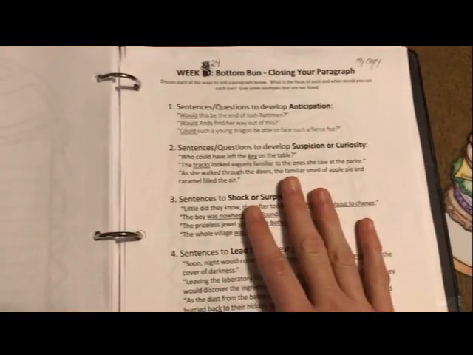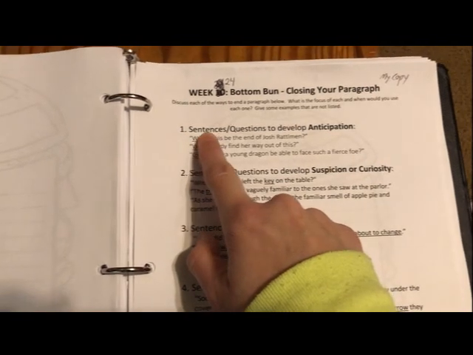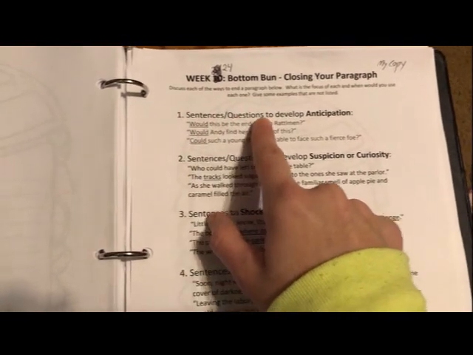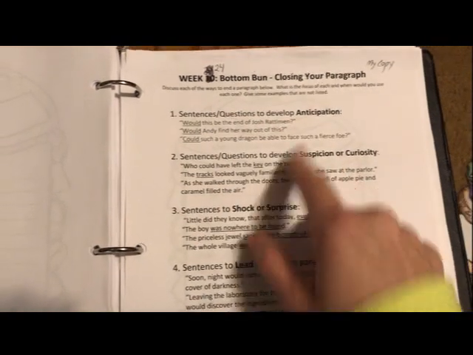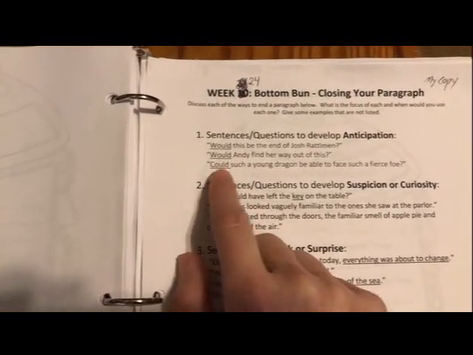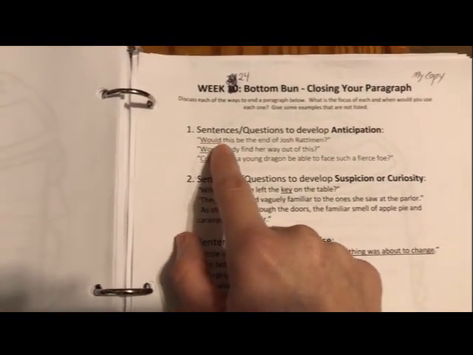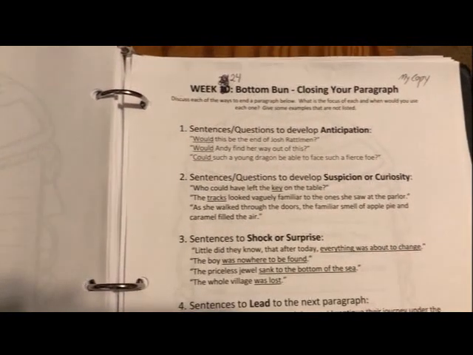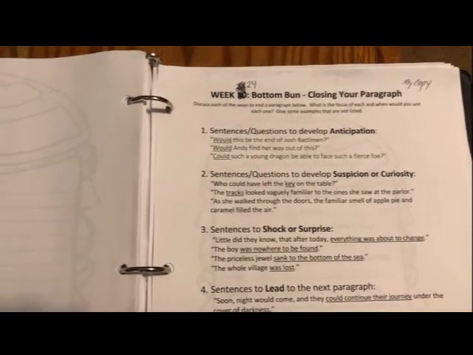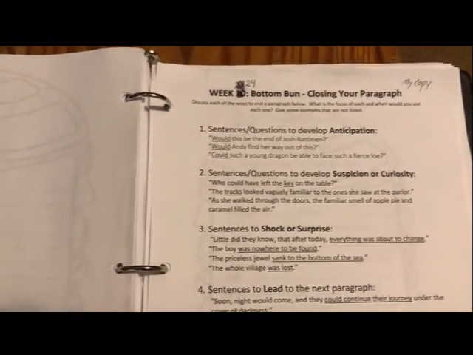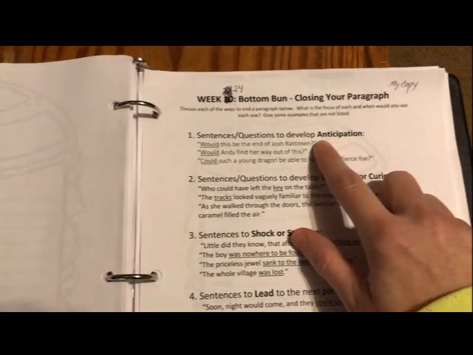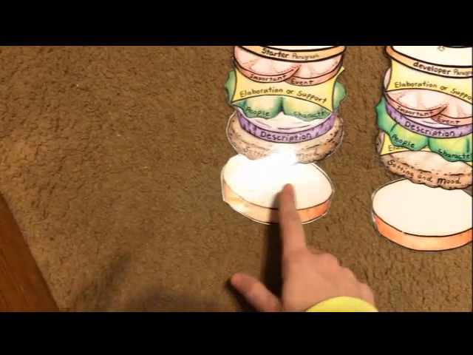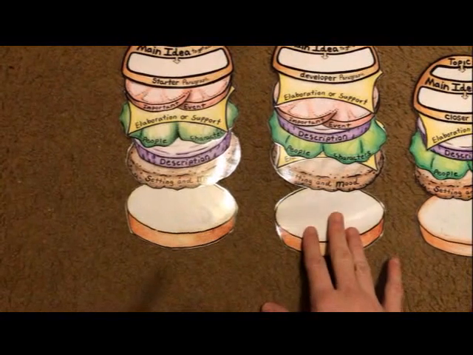So there are several things we can do. First, we can write a sentence, which are usually questions, to develop anticipation. That means we're looking forward to something. So it would be something like these examples. Here's a question. Would this be the end of Josh Rattleman? That makes you think, oh, something is about to happen. Is this going to be the end of him? Is it not? What's going to happen? It gets you anticipated, okay, for the next paragraph. So we could write that here, or we could write that here. And it's going to lead into the next one.